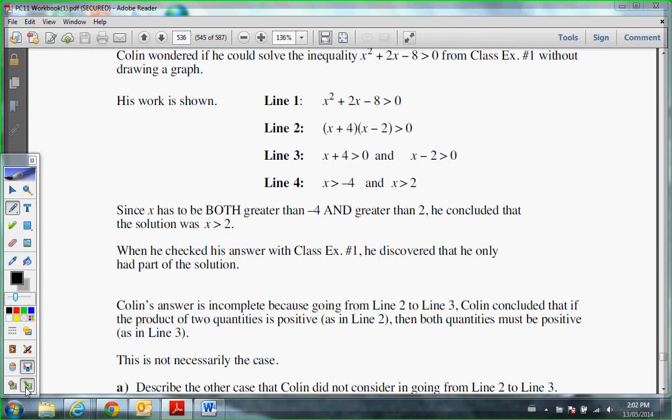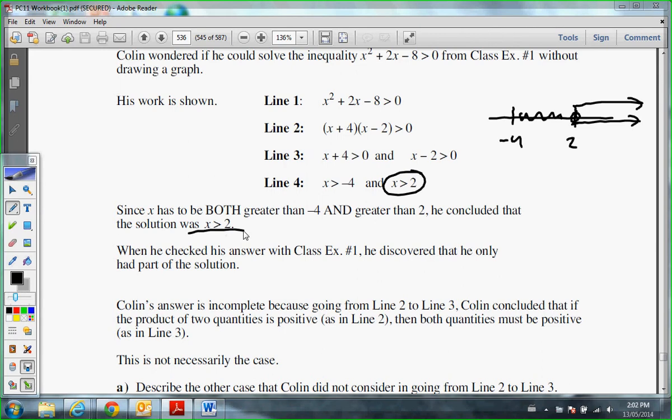And so what works for both of those is x greater than 2, because x greater than 2 is good for x greater than -4. What I mean by that is if I look at a number line, I have -4 here, I have 2 here. If I do greater than 2, every number 2 or greater works for x greater than -4. But if I just put -4, this area does not work for x greater than 2. So that's the one that works for both of them, x greater than 2. Since x has to be both greater than -4 and greater than 2, he concluded that the solution was x greater than 2.